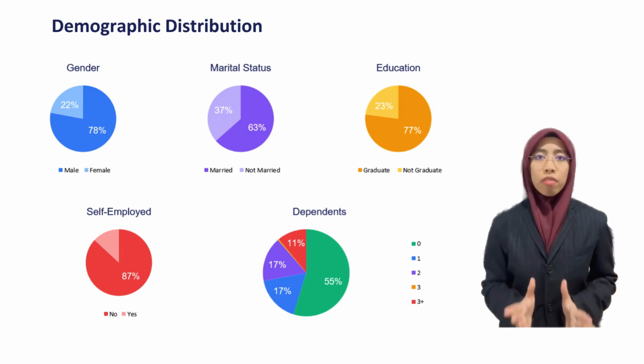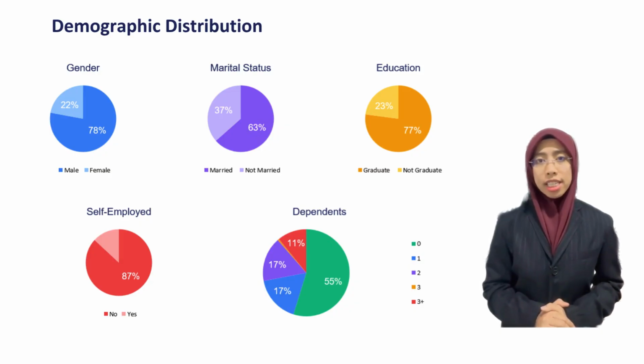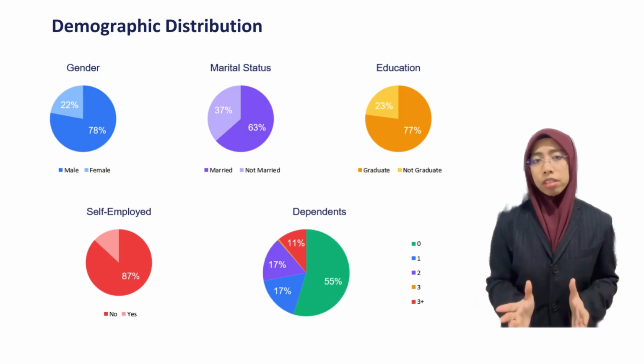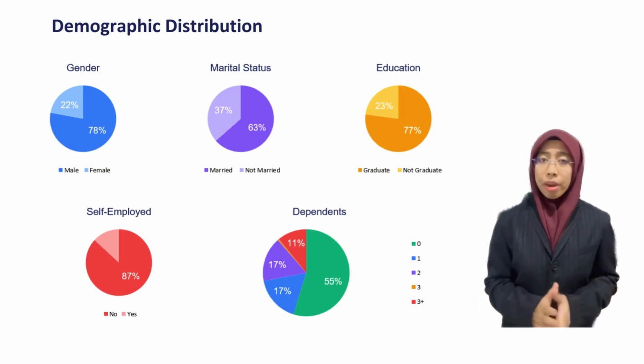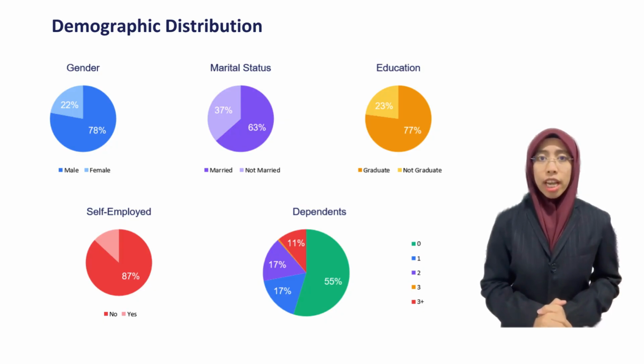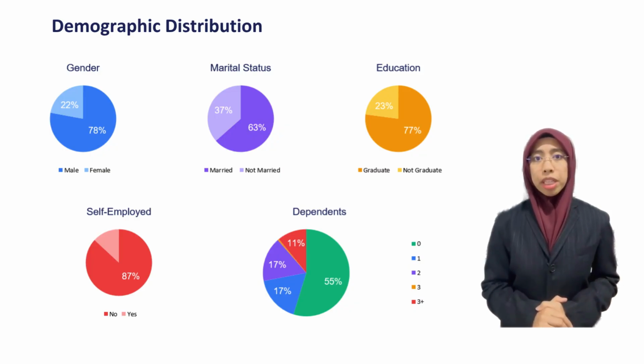This pie chart provides a visual representation of the demographic distribution we just discussed. You can clearly see the dominant categories in each variable: male gender, married status, zero dependents, graduate education, and non-self-employed status. The visual dominance of these categories confirms that the typical loan applicant in this portfolio has a very specific profile.